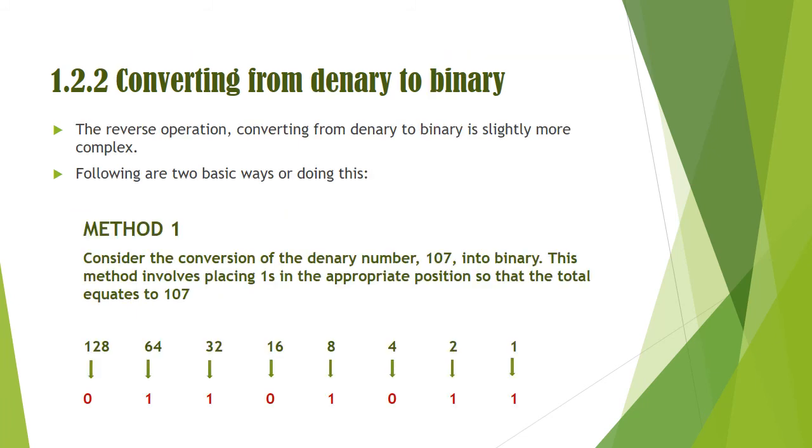Now, converting from denary to binary. The reverse operation of converting from denary to binary is slightly more complex. There are 2 basic ways of doing so. In method 1, consider the conversion of the denary number 107 into binary. This method involves placing ones in the appropriate positions so that the total number equates to 107.